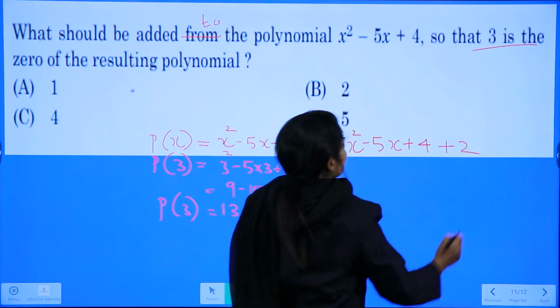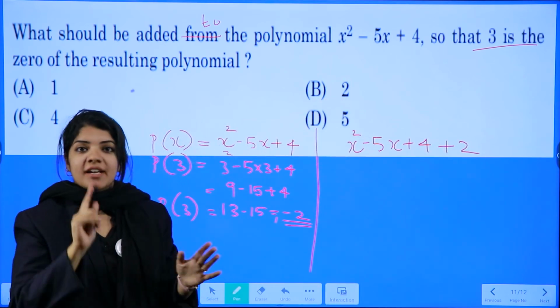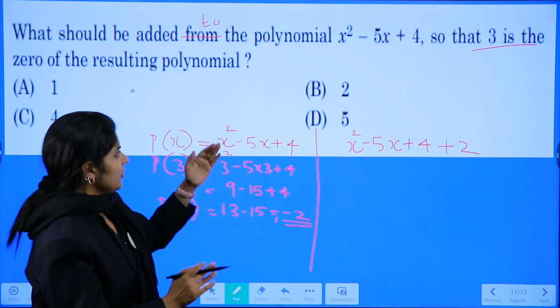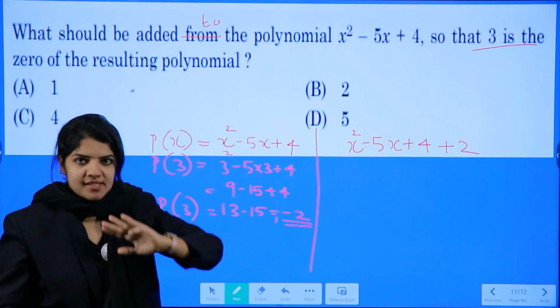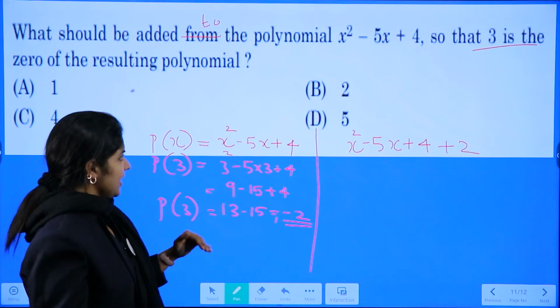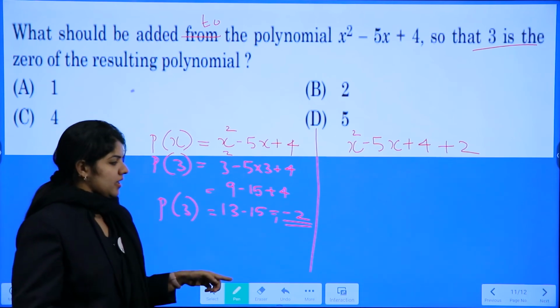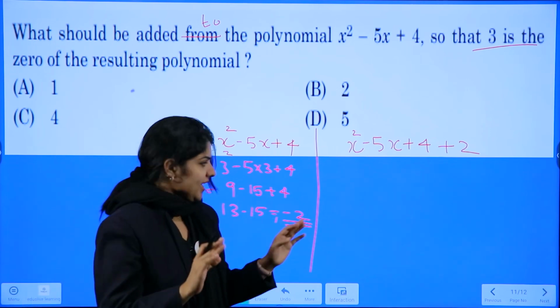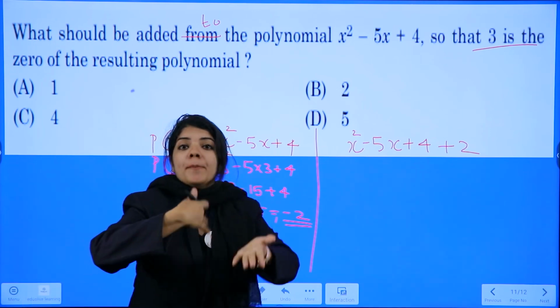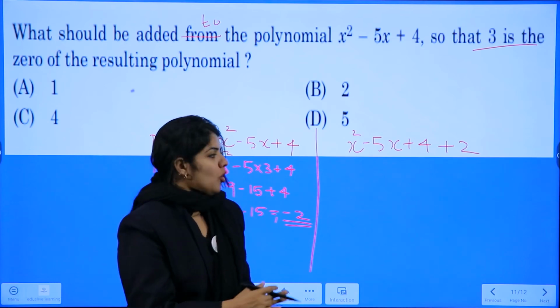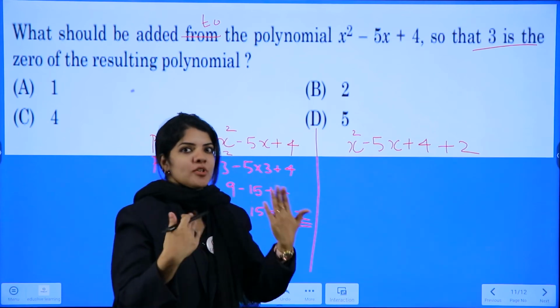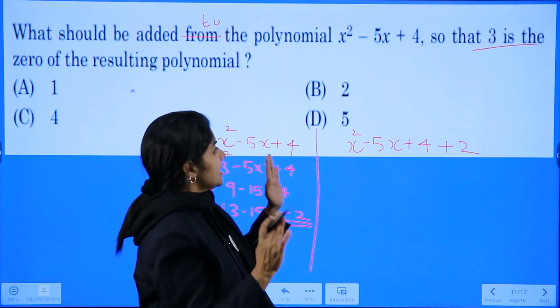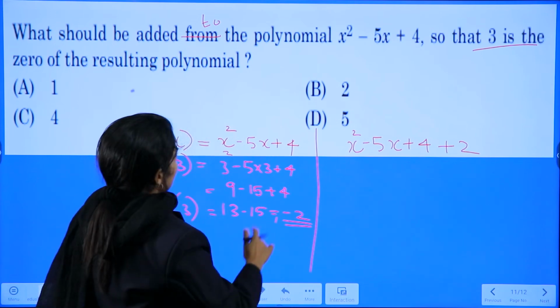So the number which should be added to this polynomial is positive 2. First, it is given that 3 is the zero. As 3 is the zero, I find P of 3. So we get P of 3 as negative 2. If you get an answer of negative 2, you take the opposite sign of that answer. The opposite sign of negative 2 will be positive 2. So positive 2 is the number that should be added.